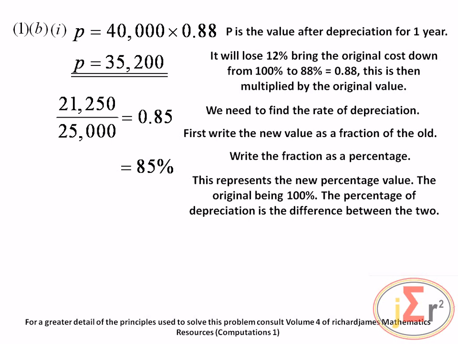Therefore, what percentage would have been lost? The percentage that would have been lost is going to be what? 100% minus 85%. It was 100% at first, and now it is down to 85%. Therefore, we know that it would have lost 15%. 100 minus 85 is equal to 15%. And of course, it is Q percent, so Q is equal to 15.